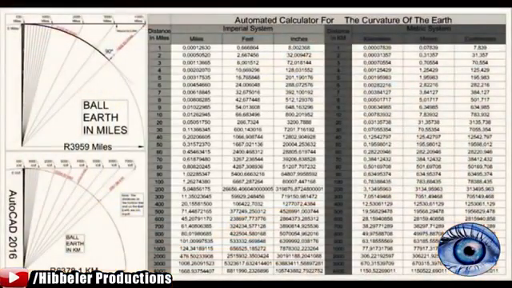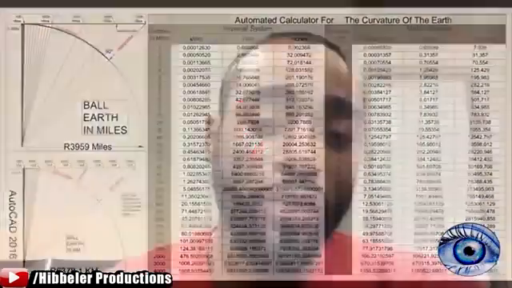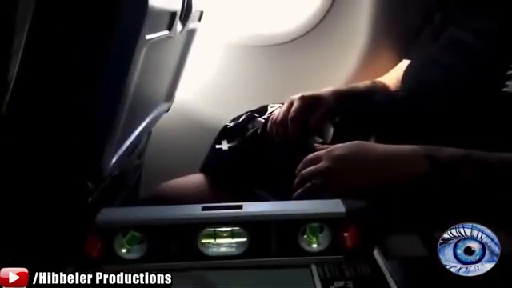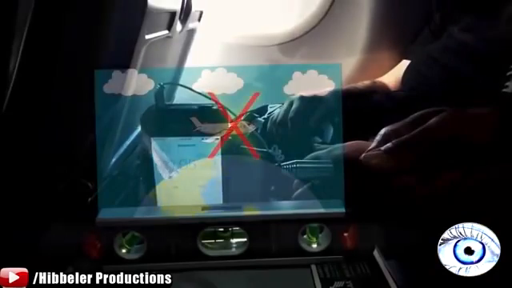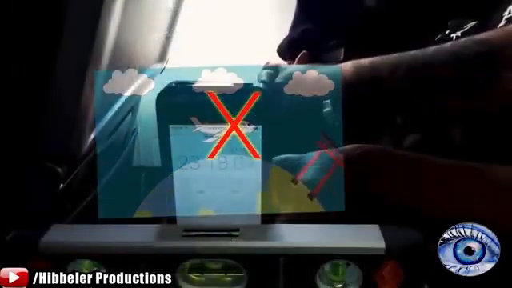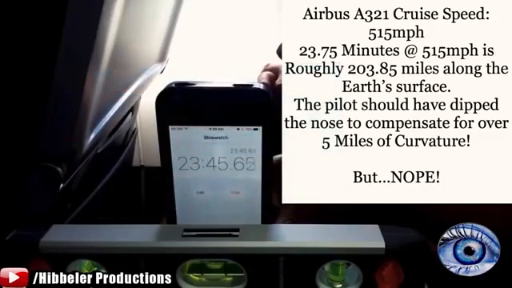If a pilot is flying around the curve of the Earth, then he should be dipping the nose down every 5 minutes. He should be dipping the nose down to stay around the curve. That's absolute proof that a plane flies over a flat surface rather than a curved one.